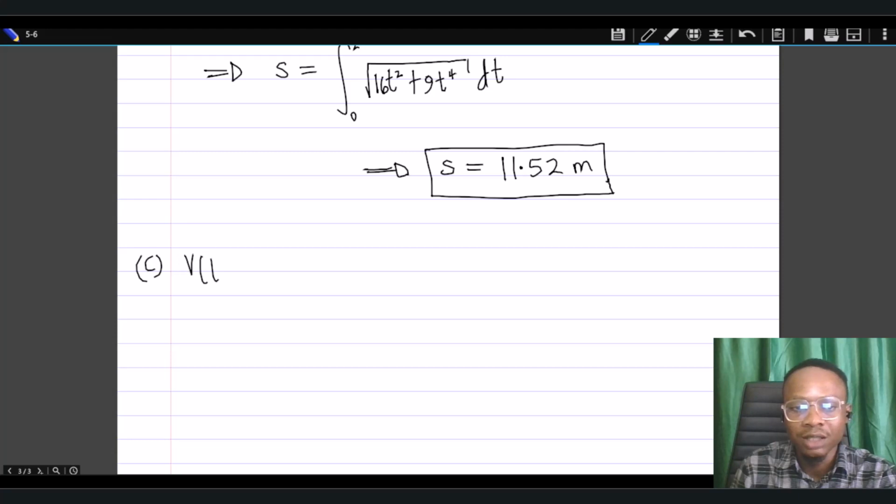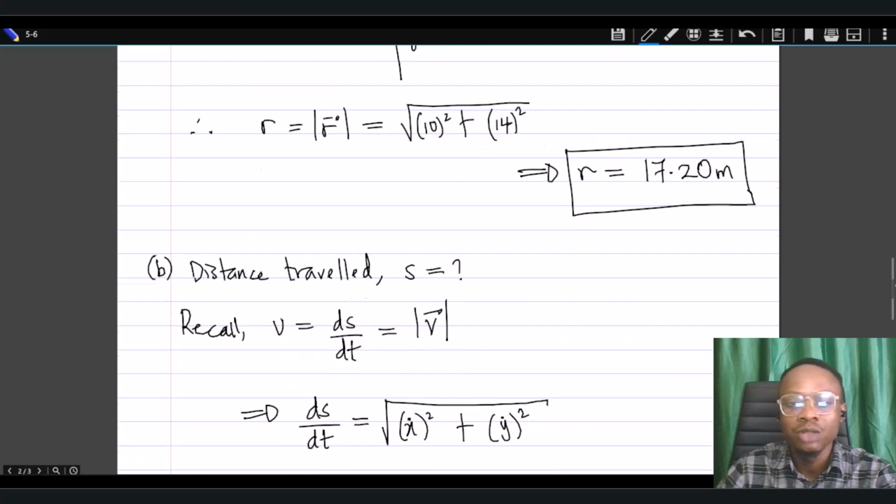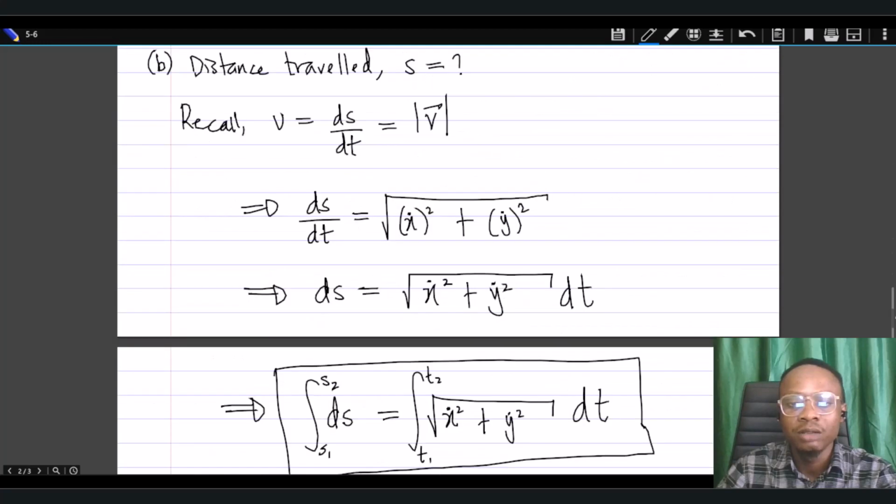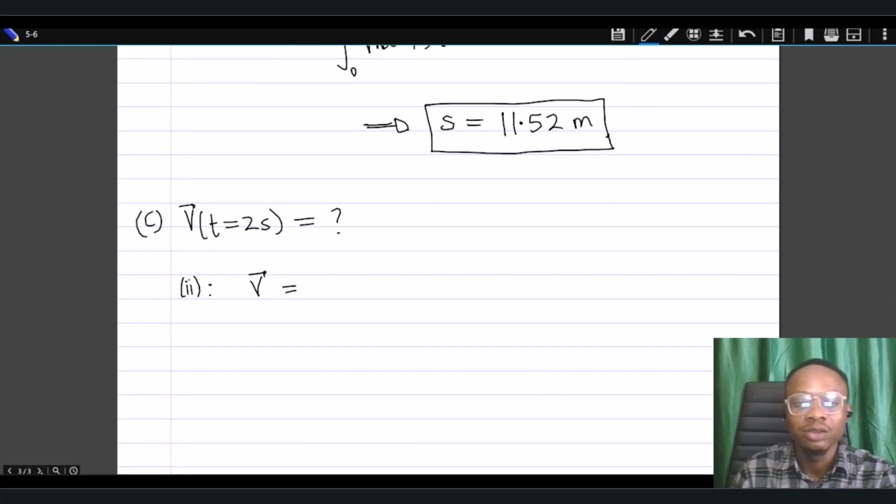So let us get the velocity. We now say that v at t equals 2 seconds is what we need here. So we know that v from equation 2, we know what v is already. So we're going to make use of equation 2 to get v when t equals 2 seconds. From equation 2, we have the x component of v to be 4t and the other one to be 3t squared. So this is going to be 4t, that is 4 into 2 i, plus 3t squared, that is 3 into 2 squared j.